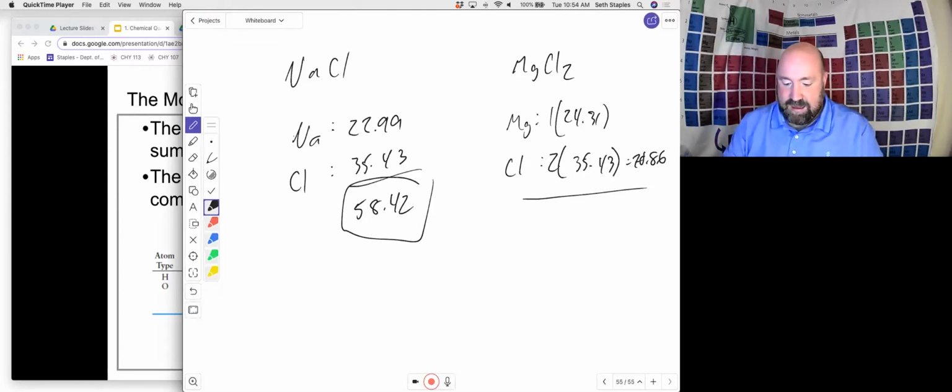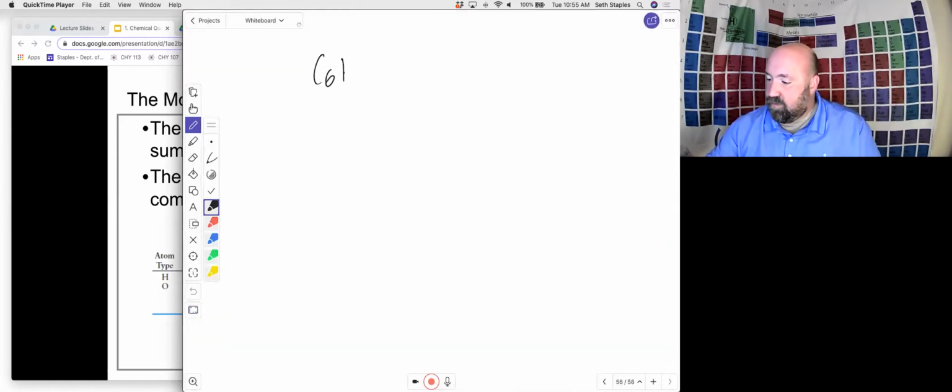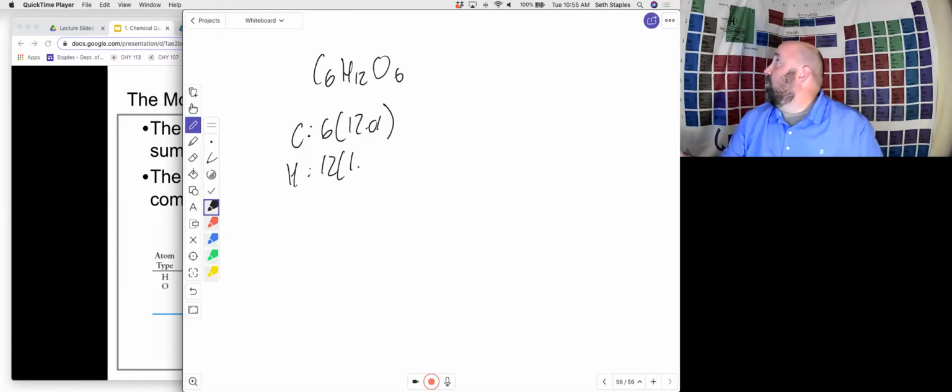And so that added to my 24.31 gives me a molar mass of magnesium chloride of 95.17. Let's just do one more example. Molar mass of glucose, C6H12O6. So carbon, I have 6 times 12.01. Hydrogen, I have 12 times 1.01. Oxygen, 6 times 15.99.